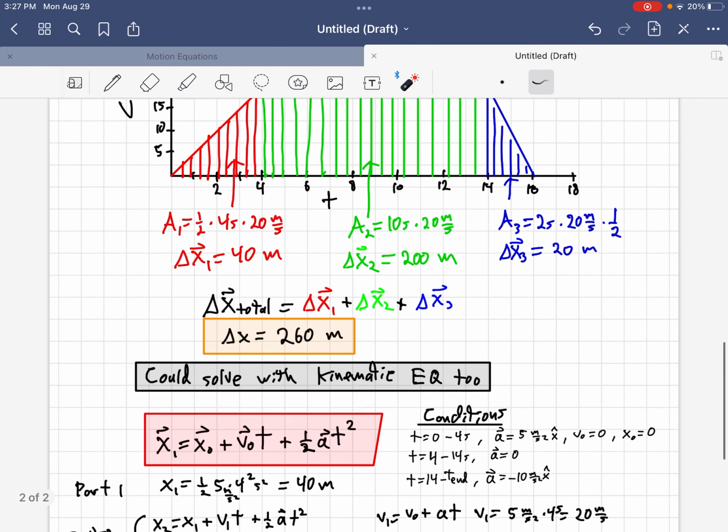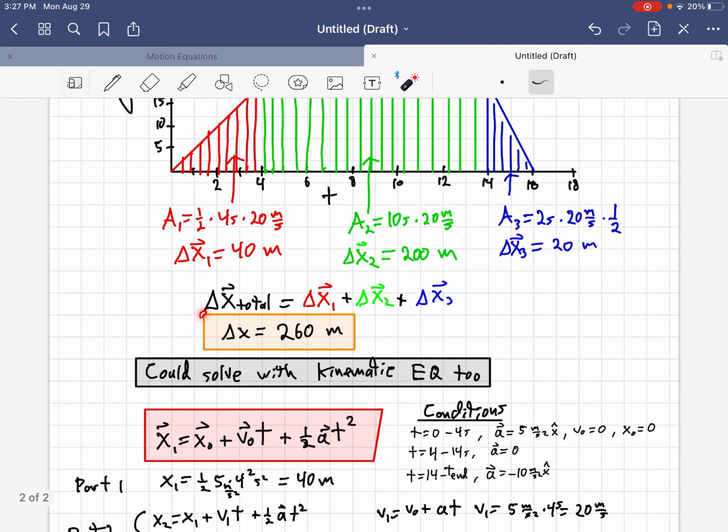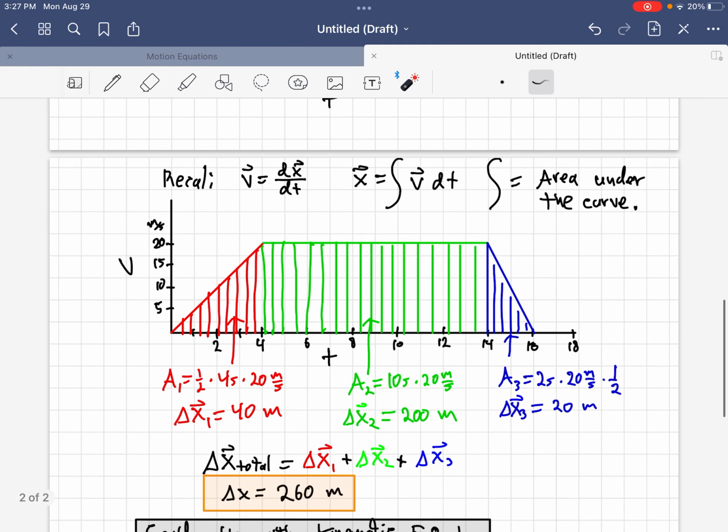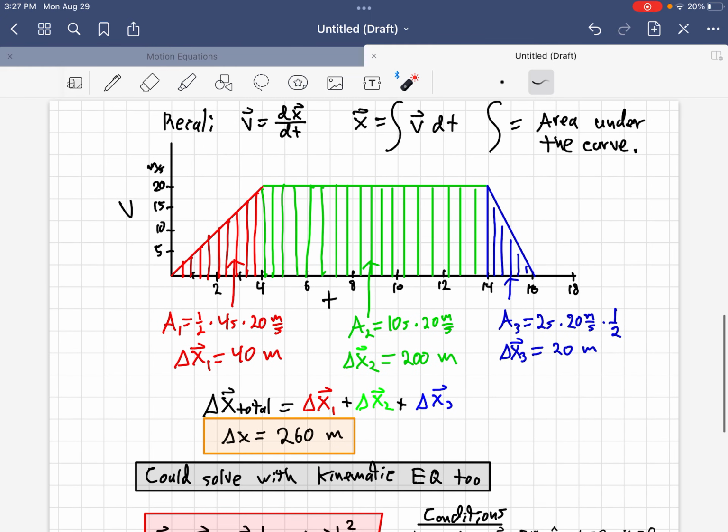So if you'll recall from a couple lectures ago, the total displacement is just going to be the subsequent displacements added together. And so in the end, we've traveled 260 meters throughout this process. All right, so that's an example of using the graphical approach to solve this three-part 1D kinematics problem.